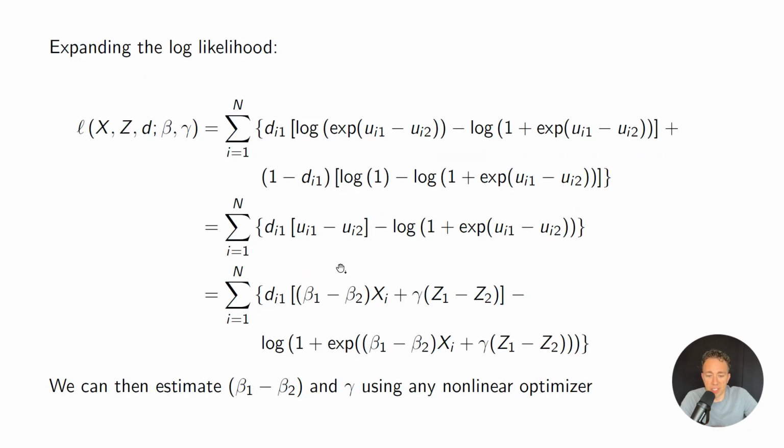So we can actually substitute in the actual expression for the utility, the difference in utilities, and then it becomes this fairly simple formula, and then we can estimate this difference in beta parameter as well as gamma using any kind of nonlinear optimizer that we would choose. These are widely available in any modern statistical programming software such as Stata or R, Julia, or Python. So that is how we take our Logit probabilities to data, and this is where all discrete choice analysis starts.